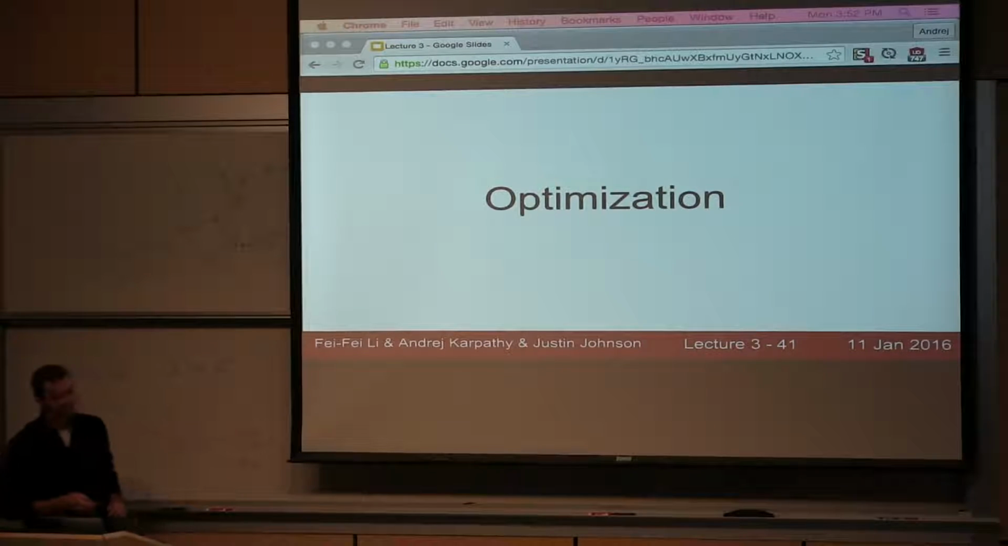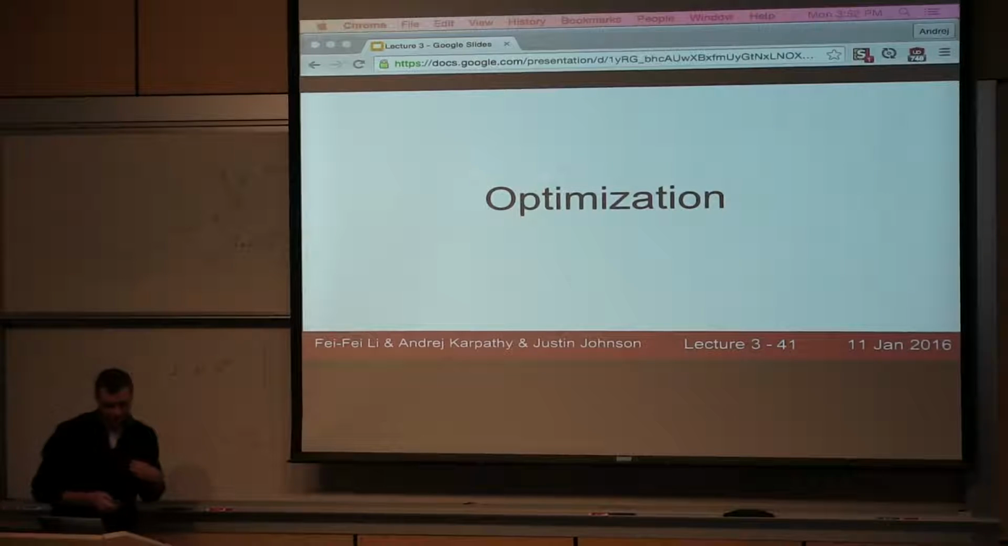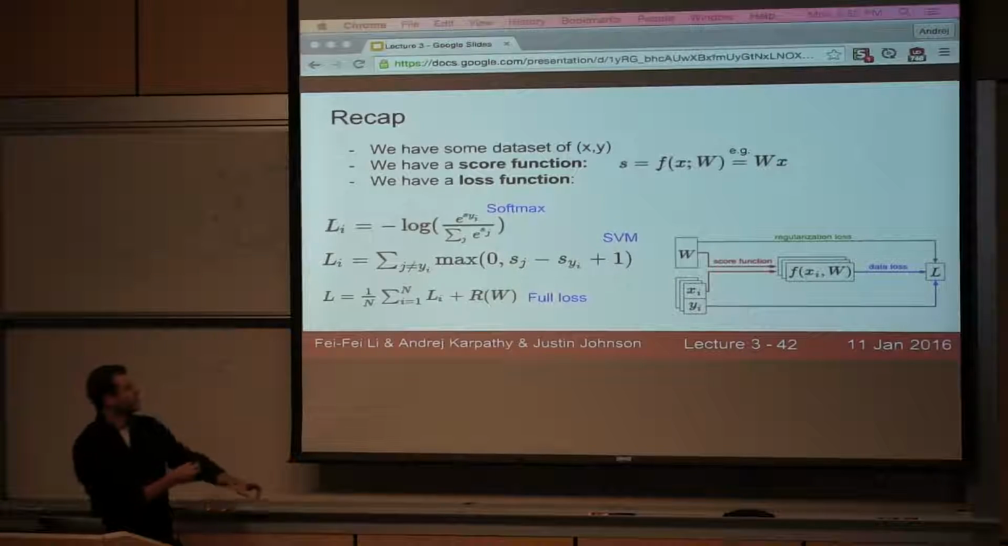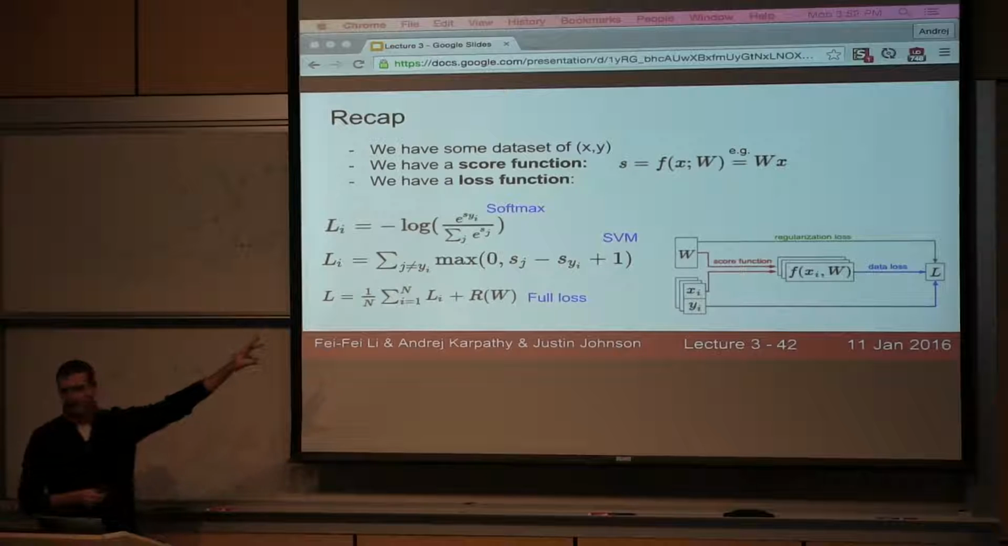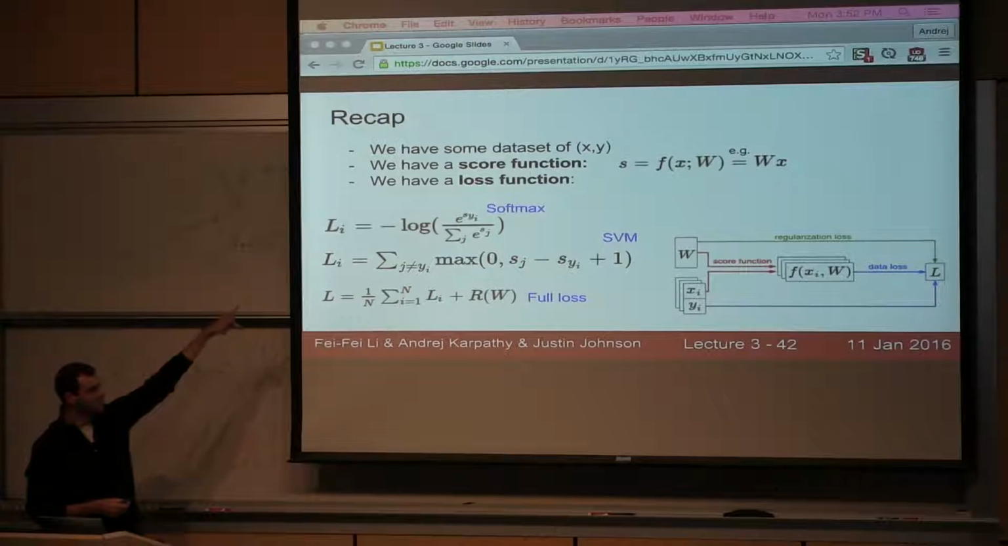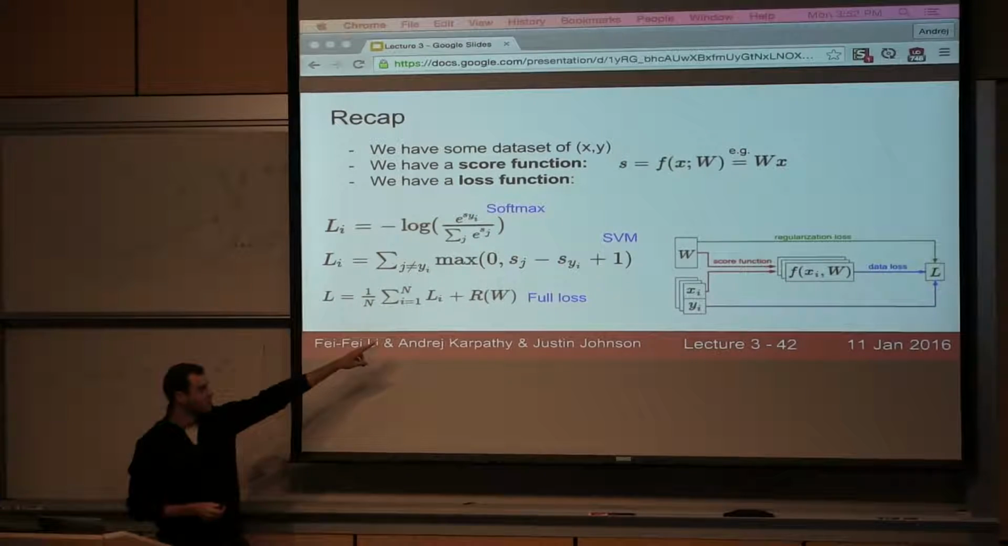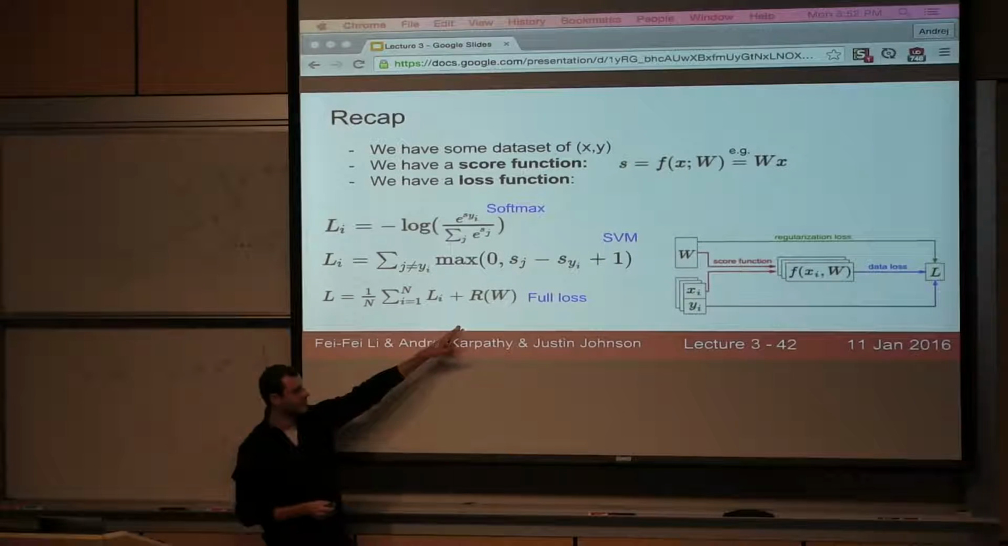I'm going to go into the process of optimization now, just to give you a sense of what this looks like. So we have this f function. We have these two formulations that I've shown you. And the full loss is achieved as the mean loss over data plus regularization.